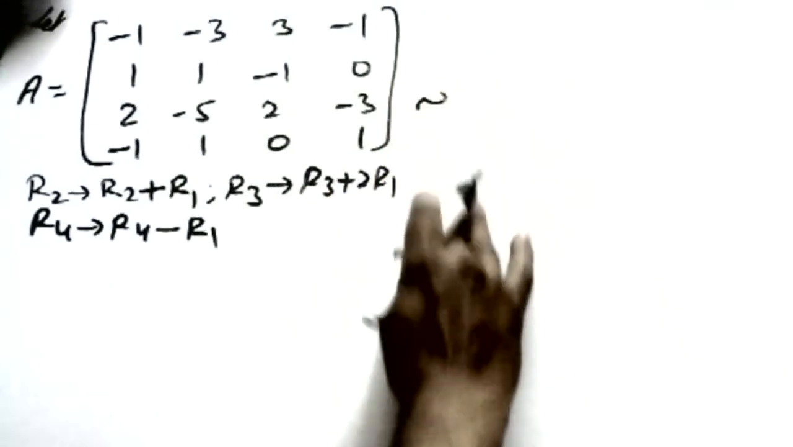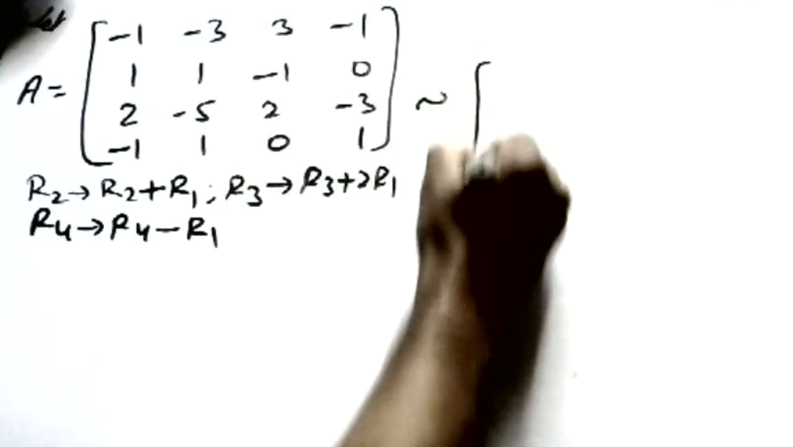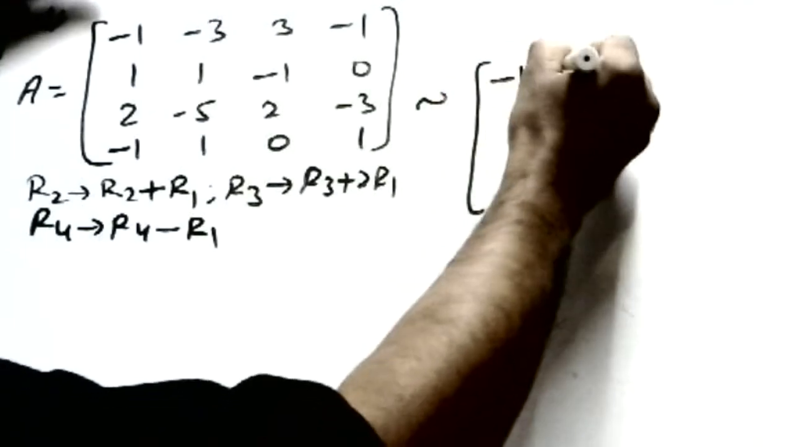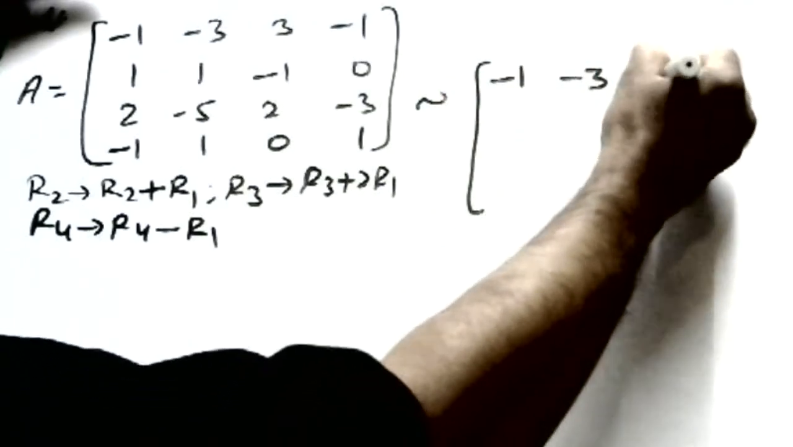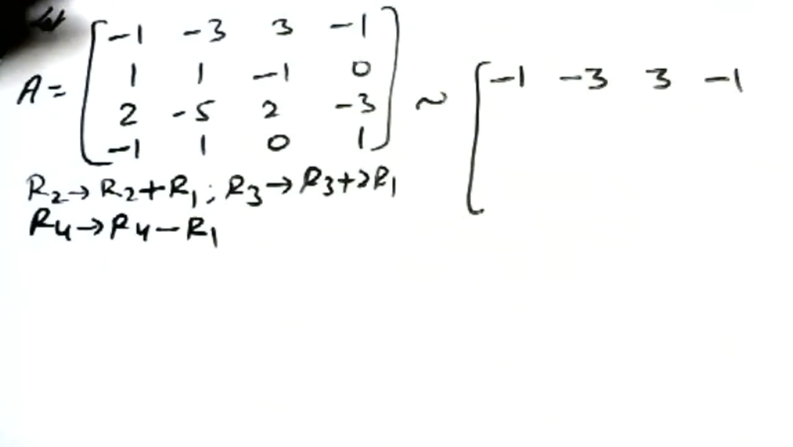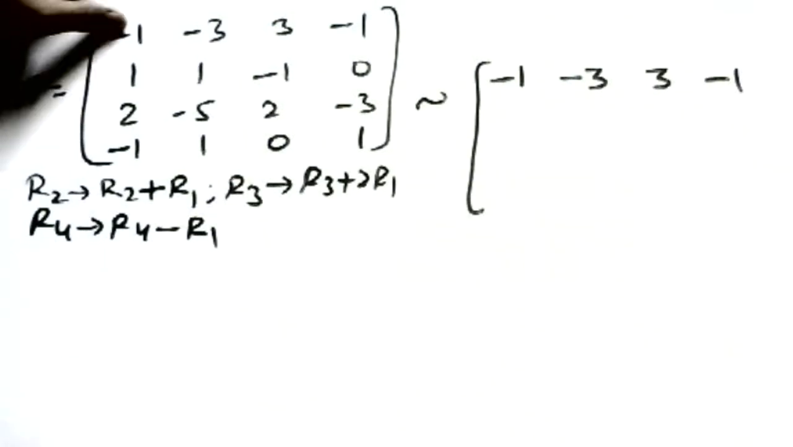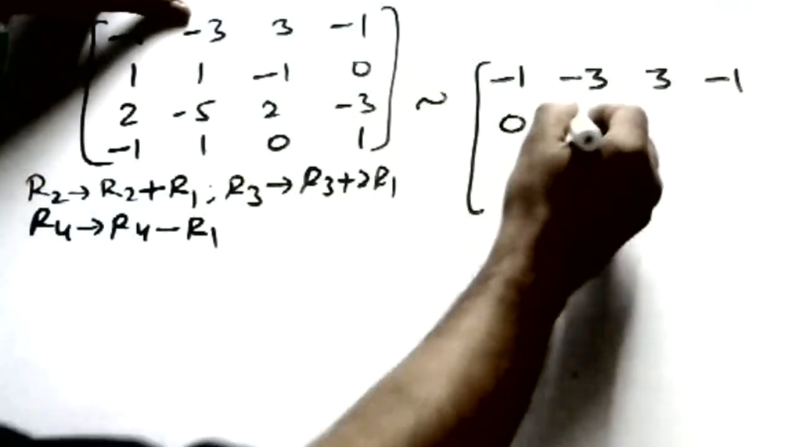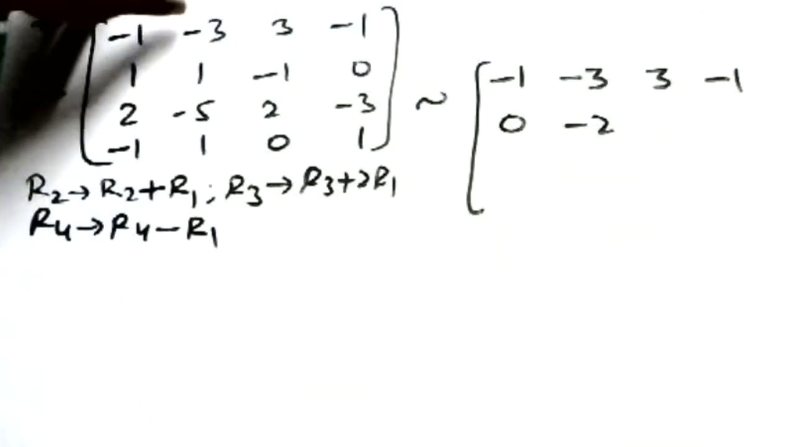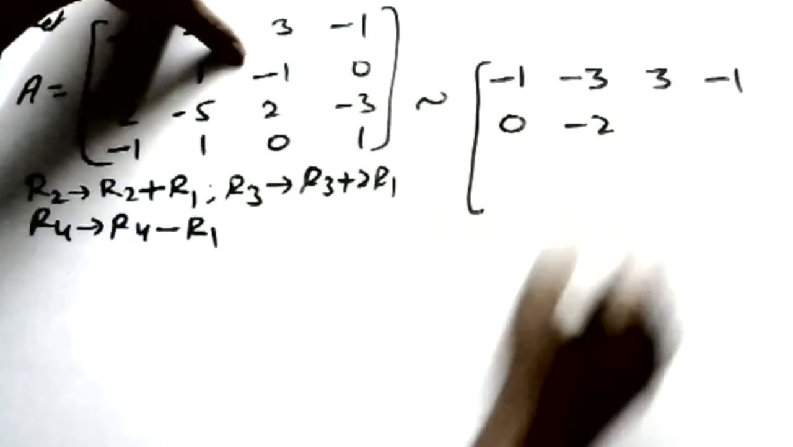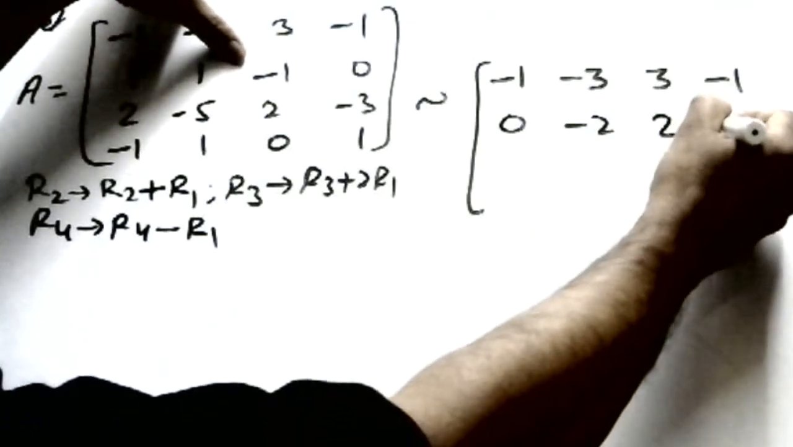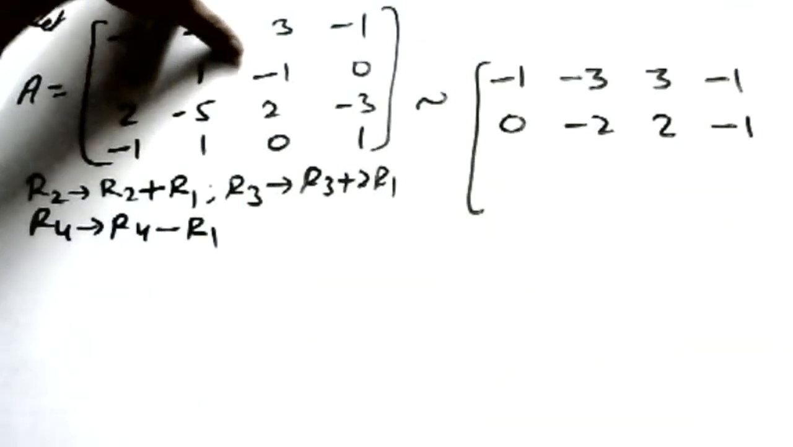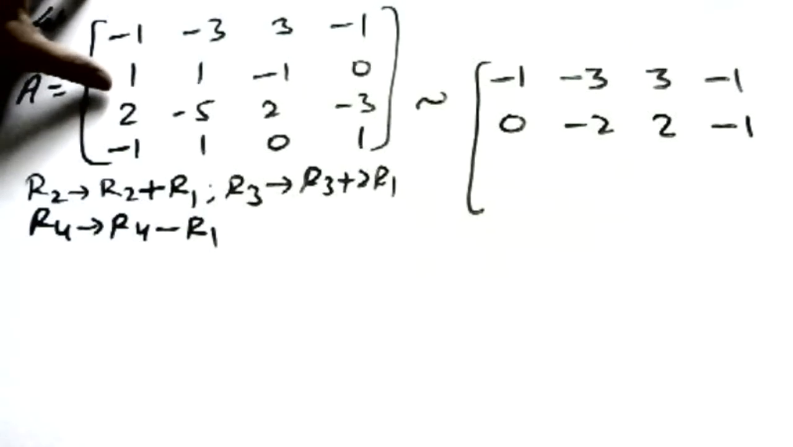Now see here, the first row we are not changing, let me write as it is: minus 1, minus 3, 3, minus 1. Now see here, R2 plus R1: 1 minus 1 0, 1 minus 3 minus 2, 1 minus 3 minus 2, 3 minus 1 2, minus 1 minus 0 minus 1.